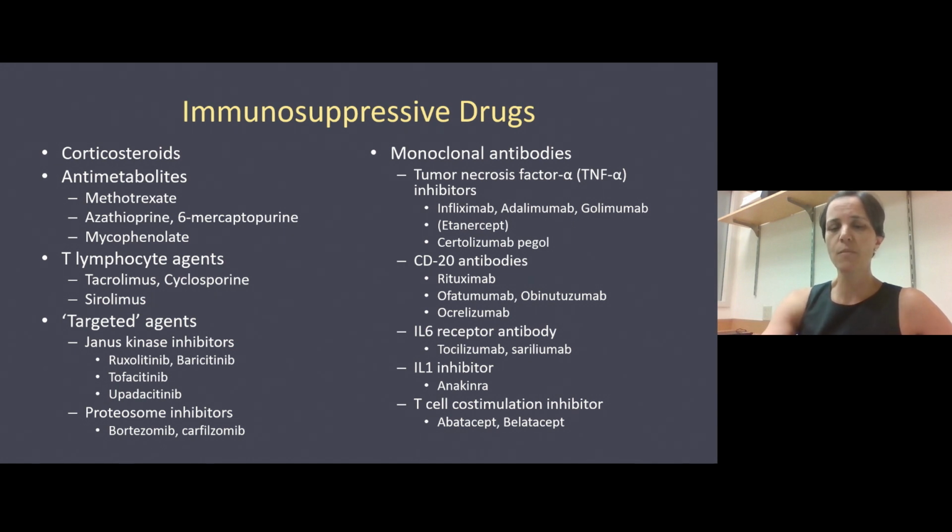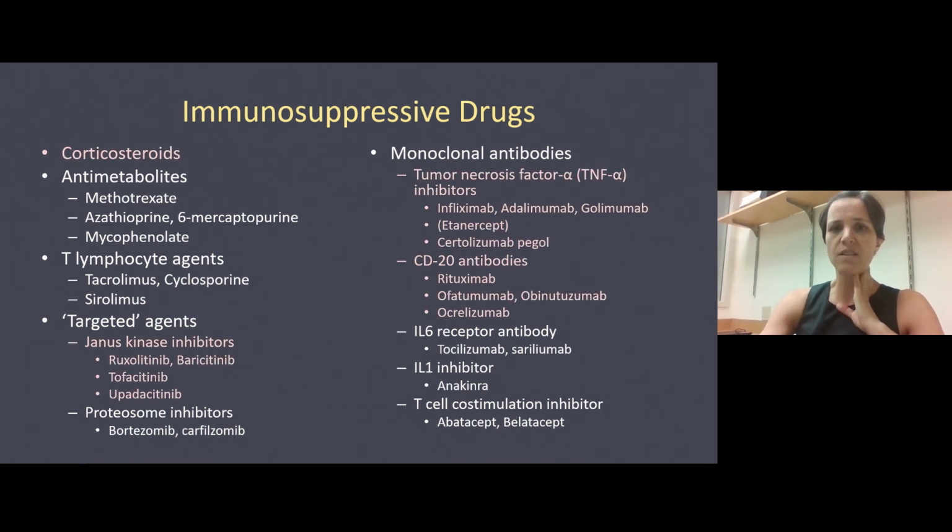And then on the right-hand column, I've listed a variety of classes of monoclonal antibodies, including tumor necrosis factor alpha inhibitors, which many of us are familiar with, CD20 antibodies, the IL-6 receptor antibodies, which many people became familiar with because it was tossed around as potential treatment for COVID-19. We are still awaiting formal data on that. IL-1 inhibitor anakinra, which is used for rheumatoid arthritis, was also kicked around for management of immune reactions to COVID-19, and then T-cell co-stimulation inhibitors.